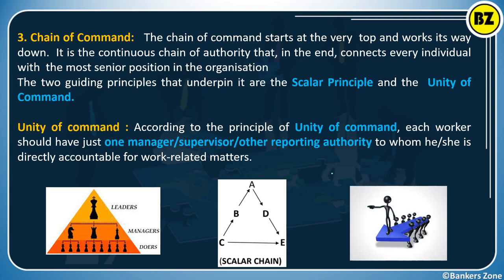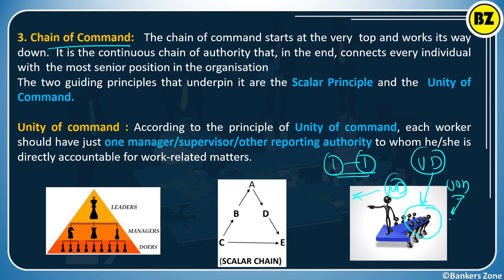Now you have to understand what we have discussed: chain of command, and unity of command, where one person reports to one person. And unity of direction means, see the image, suppose this is the MD. The MD gives direction on how to work and the remaining follow. This is the unity of direction. That you have to understand.